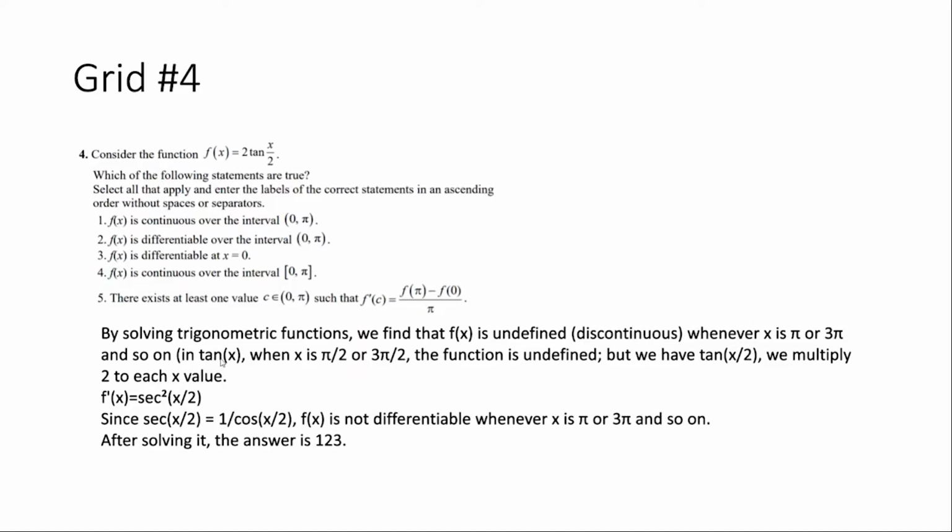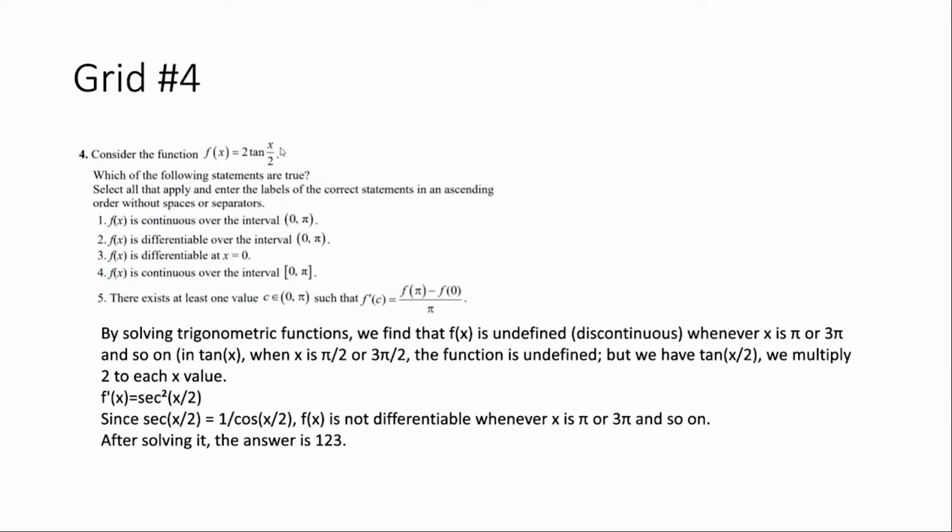So let's look at the tan x equation. When x is pi over 2 or 3 pi over 2, the function is undefined or discontinuous. That's for tan x. But since we have tan x over 2, we multiply each x value by 2. Therefore, we get pi and 3 pi. Notice how they're linked, just by a factor of 2. So 1, it's continuous over the open interval 0 to pi. Since it's an open interval, we're not including the values 0 and pi, so we don't care if it's discontinuous at 0 or pi. We just care if it's continuous between them.